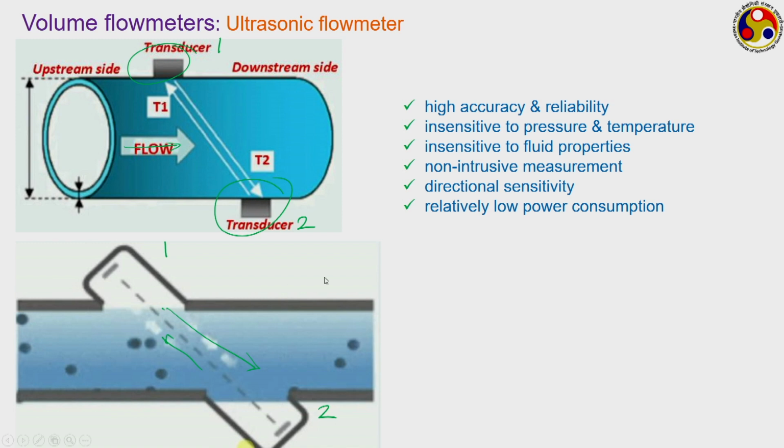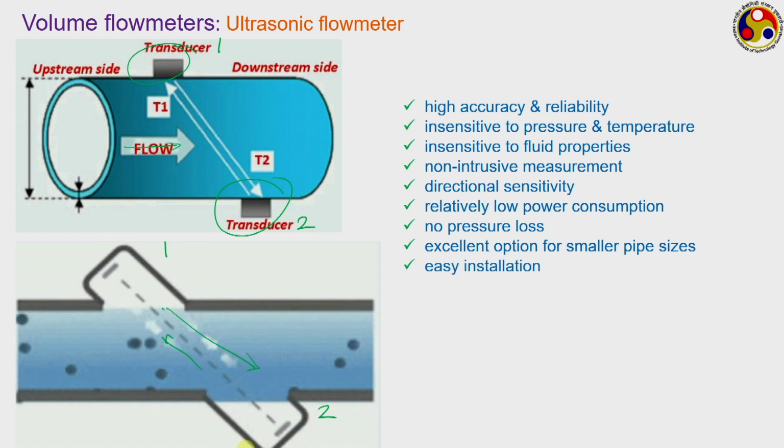They do not require too much power for their operation, because they just have to produce the ultrasound wave, and that can be a very low power wave. No pressure losses because of the non-intrusive nature, and they are an excellent option, particularly when you are dealing with smaller pipe sizes. Options like electromagnetic flow meters can be more potent in larger pipe sizes, but this one is excellent for smaller pipe sizes, and very easy to install. We just have to mount the two transducers in suitable locations, and mostly that is it. We can start the measurement immediately.